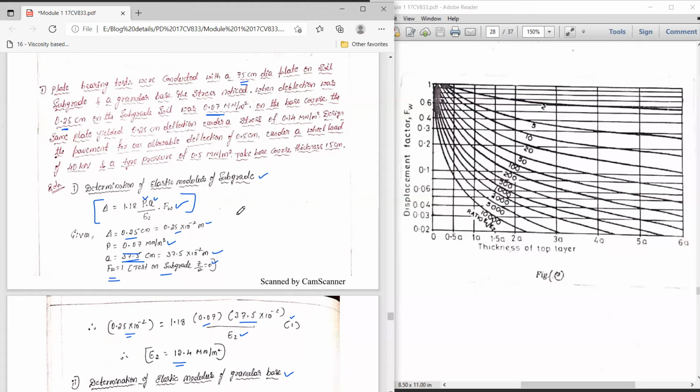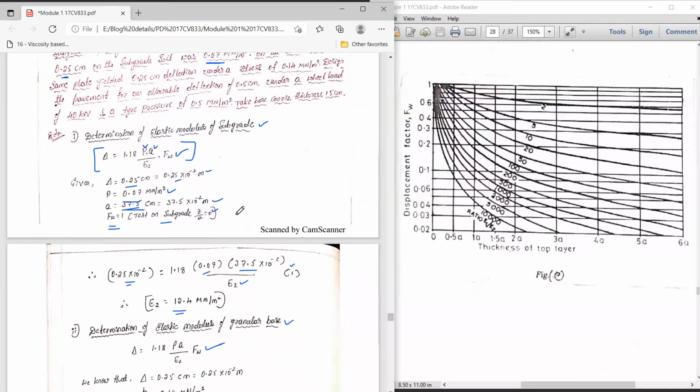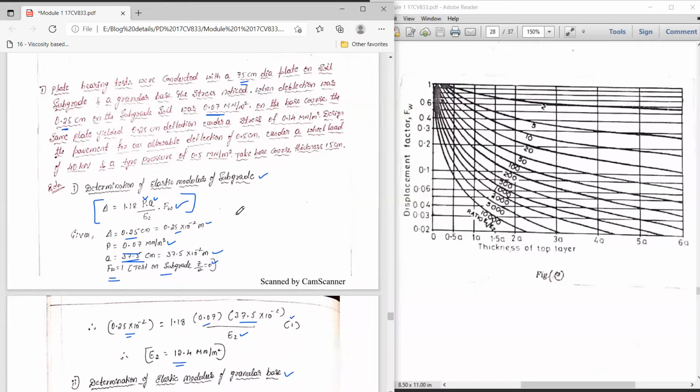First step you already solved, that is you had calculated Young's modulus of the subgrade. In the second step, you need to calculate Young's modulus of the granular base. Therefore, in the problem, you have to choose the data relevant to base course. So don't get confused in the exam.